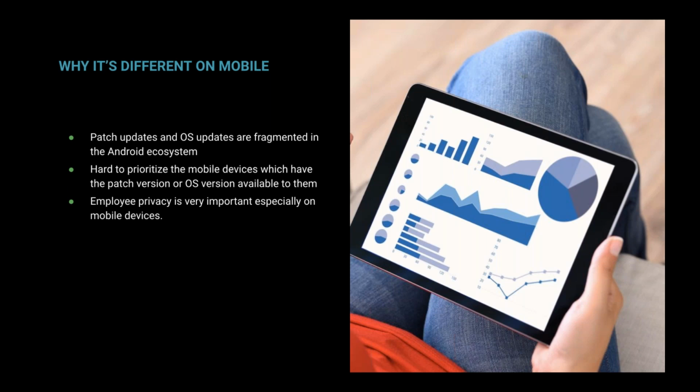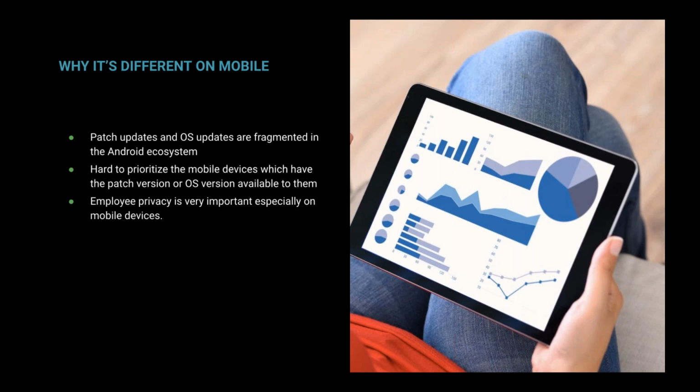So again, why is this different on mobile when it comes to prioritizing, right? When it comes to mobile, all the things that I mentioned earlier become important. The first part of it is there could be far too many vulnerabilities when you think about the different device models and the operating system itself that's running on it. And that is the first problem that makes it hard to categorize which ones are the most important to think about.